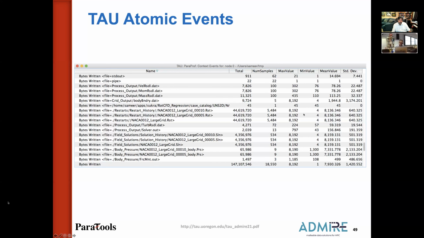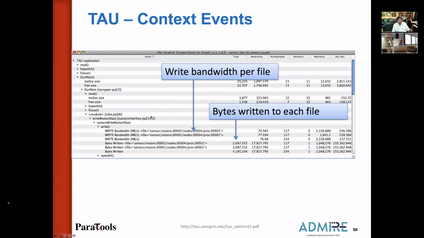I can see the minimum value, maximum value, mean value, standard deviation, and the number of samples. So on a file by file basis, you can generate this when you launch your code with a tau_exec -io flag. And you can then even look at context events where you can see the write bandwidth along a calling path. So you can see the Python execution, you can see which functions called which others, and where that write call got invoked, and what was the write bandwidth.